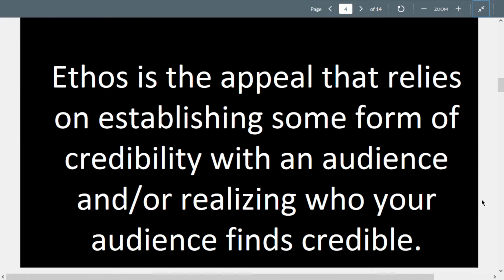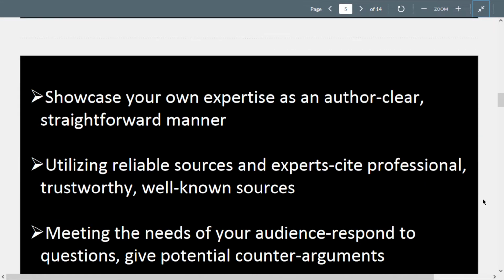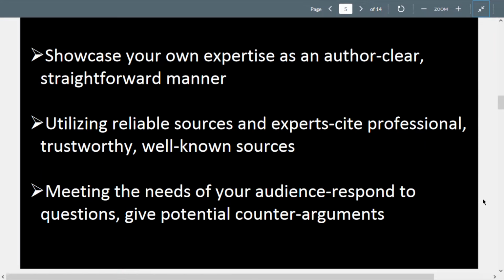So, ethos is the appeal that relies on establishing some form of credibility with an audience and or realizing who your audience finds credible. Okay? So, you can showcase your own expertise as an author by using a clear, straightforward manner. We've talked about this in class before. Those details that you put in your writing that explain what you're thinking helps me to understand. So, that clear, straightforward manner of writing where you lay out everything that's in your head so you don't leave me asking questions going, I don't understand what you mean.